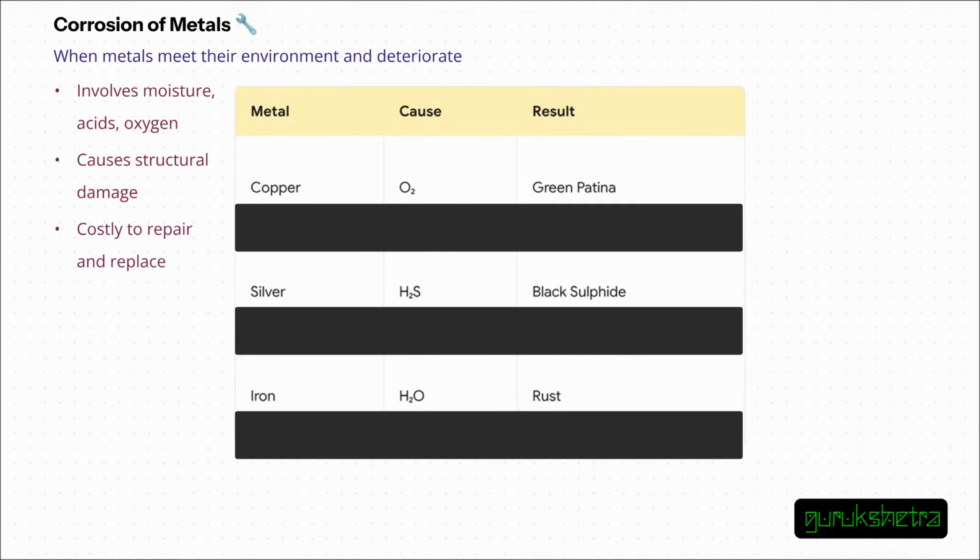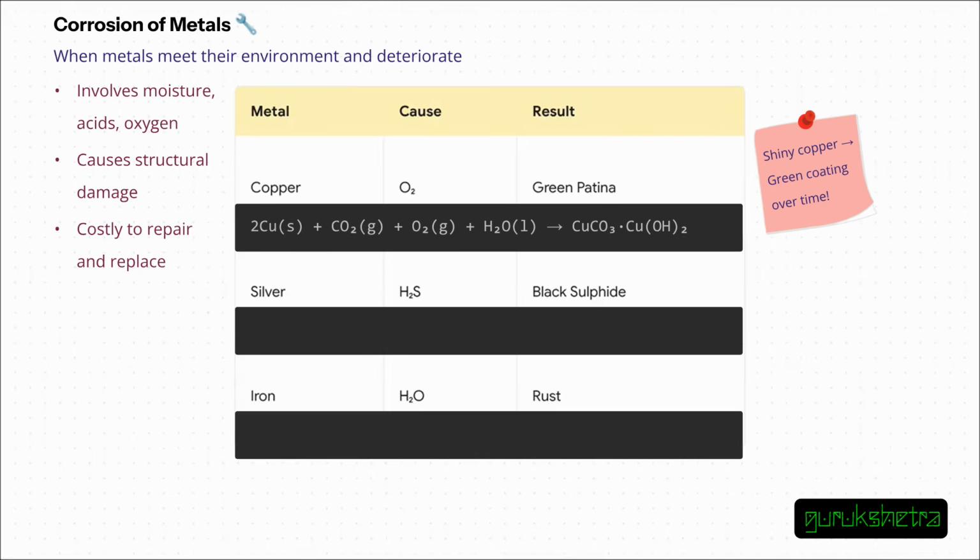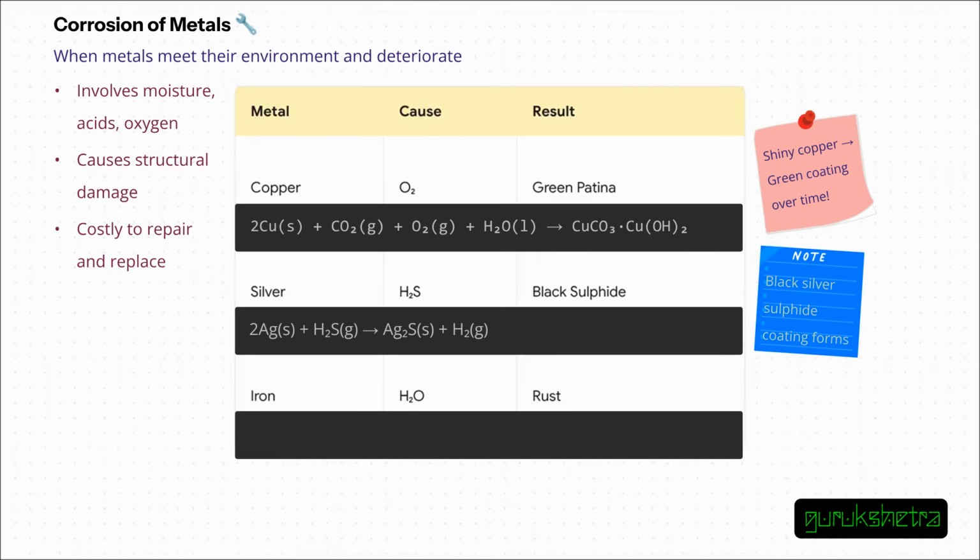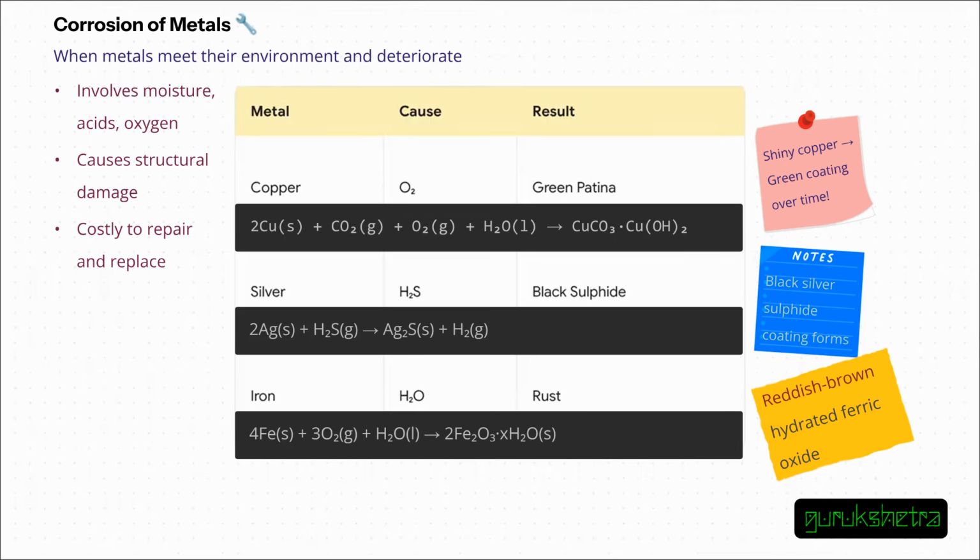When shiny copper reacts with carbon dioxide, oxygen, and moisture in the air, it forms a green patina. That green layer is actually basic copper carbonate. Silver, on the other hand, reacts with hydrogen sulfide gas to form a black silver sulfide coating. We call that tarnishing. And of course, iron. Iron reacts with oxygen and water to form reddish-brown hydrated ferric oxide. Yep, what we all know and hate as rust.